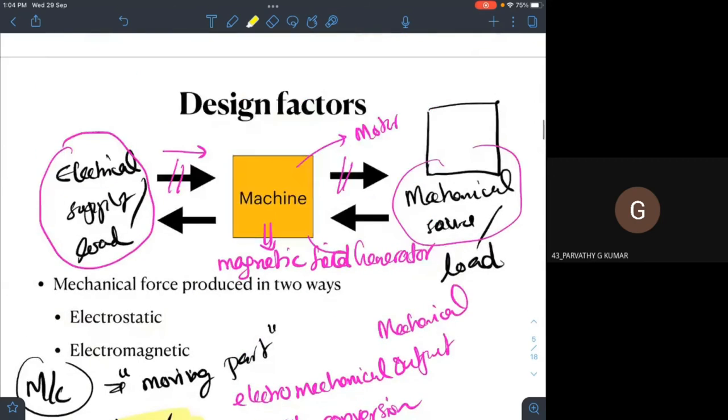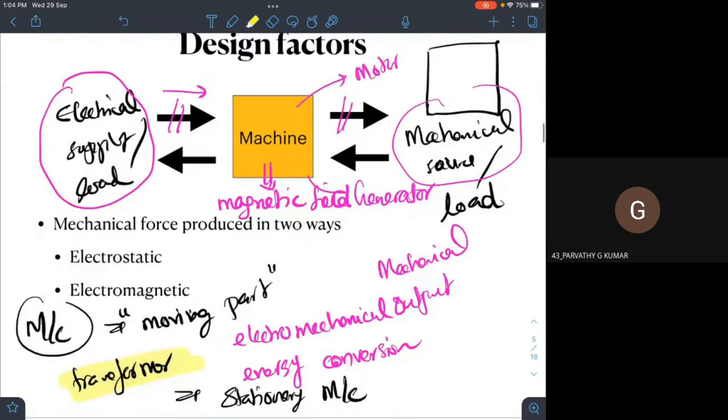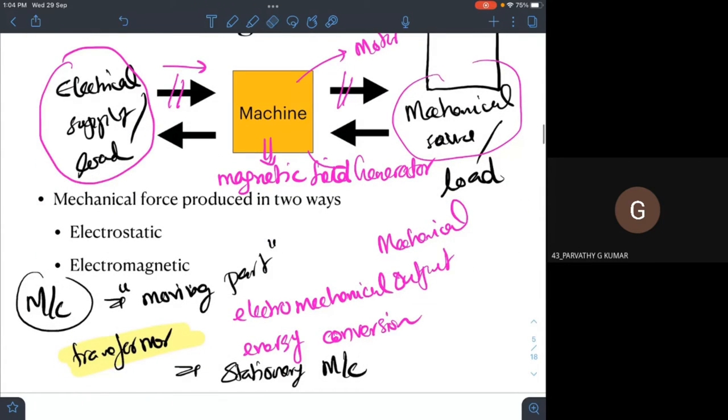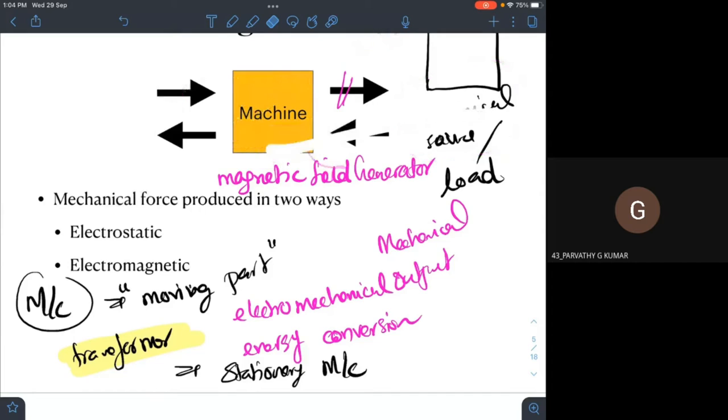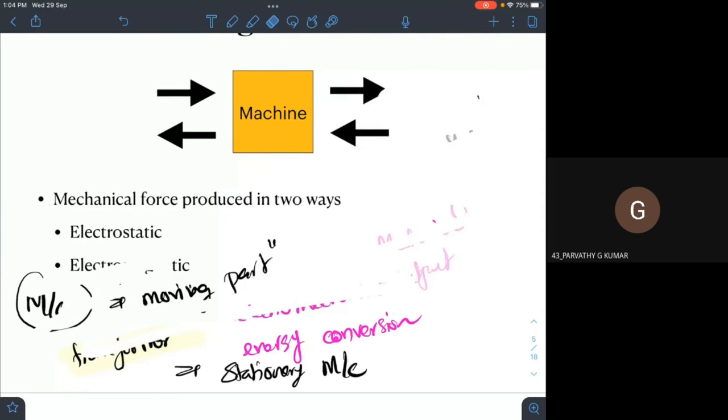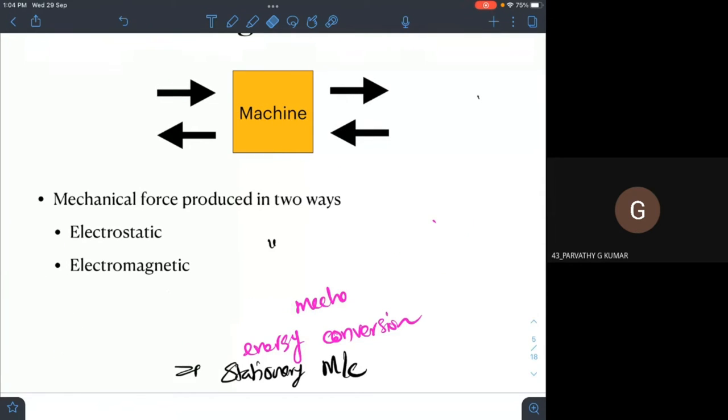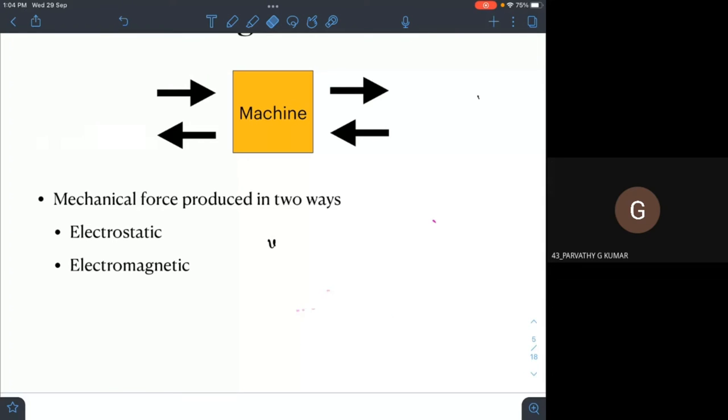So that is about the design factors, and in design, if you see this mechanical force, I'm not considering transformer here, this mechanical force can be produced in two ways. One is electrostatic and another one is electromagnetic.